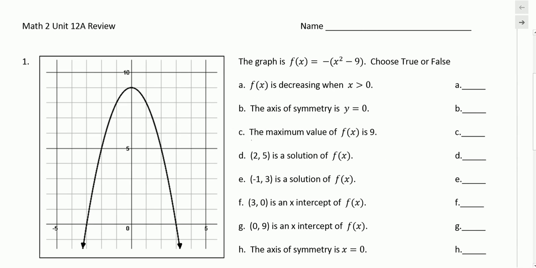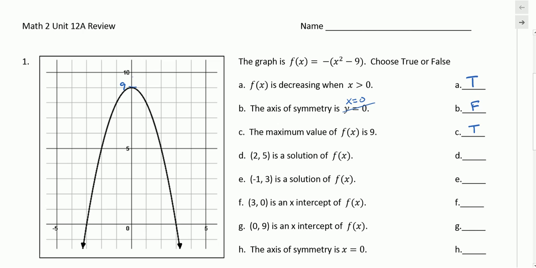F of x is decreasing when x is greater than 0. And that's true. You can see that in the graph. Greater than 0, it is sloping downwards. The axis of symmetry is y equals 0. That's false. The axis of symmetry should be x equals 0. The maximum value of f of x is 9. That is true. Because you see this is up here at 9.